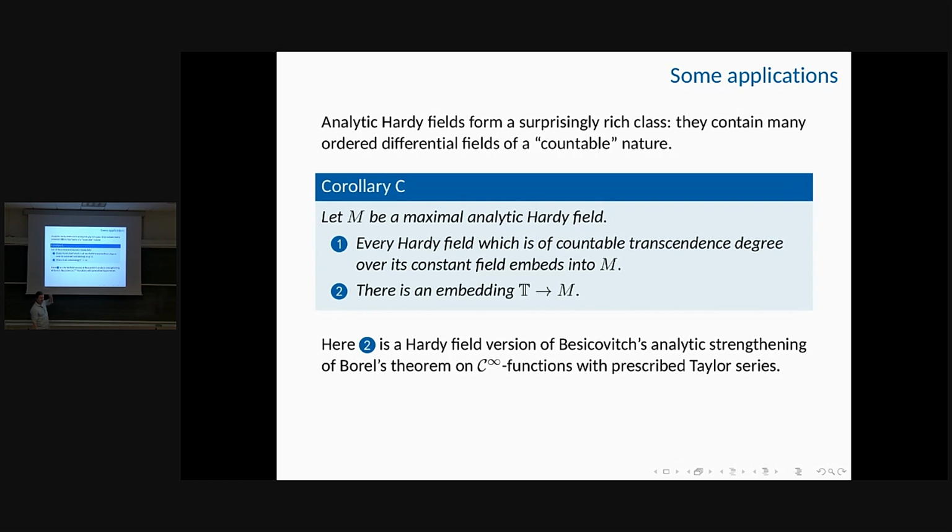And this is the way I think about this, right? Somebody gives you a transseries, and you find a germ of some eventually analytic function living in M, which has this asymptotic expansion.